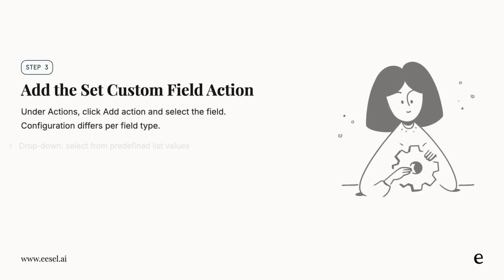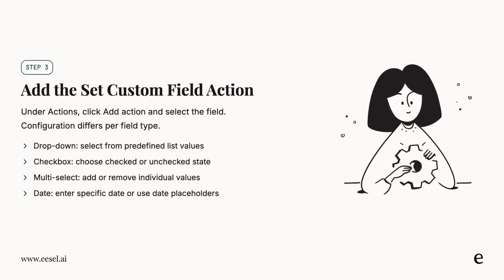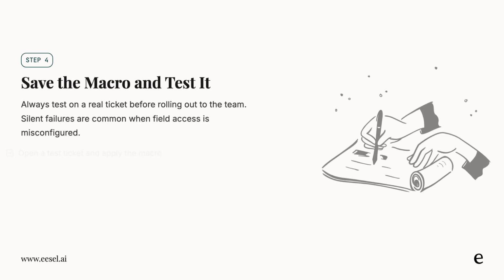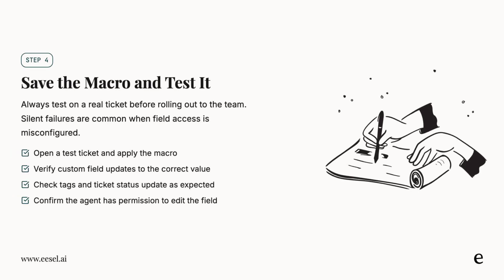Under Actions, click Add Action and select the custom field you want to set. For drop-down fields, pick from your predefined values. For checkboxes, choose checked or unchecked. For multi-select, add or remove individual values. For date fields, enter a specific date or use a date placeholder. Save the macro and test it on a real ticket before rolling out to the team.